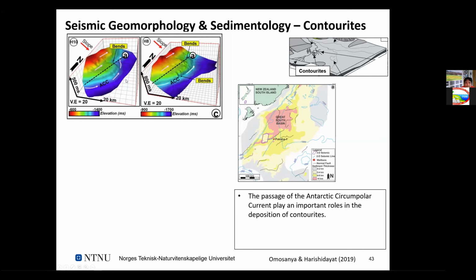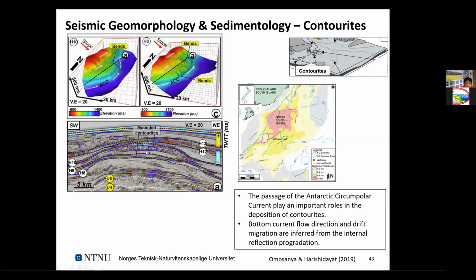So in this case, this contourite here, this one, is stacked with this mound here. The orientation is in the south-north direction. So we can also infer the bottom current flow direction by looking at the internal seismic reflection progradation. And this is the interpretation of this seismic section.